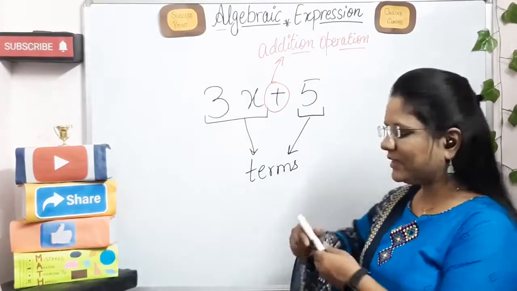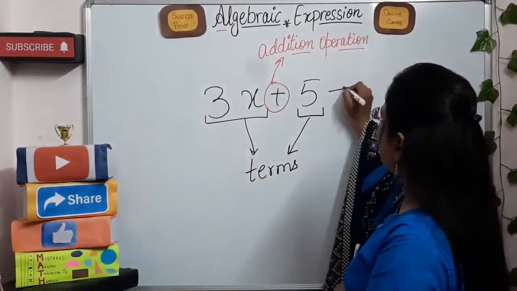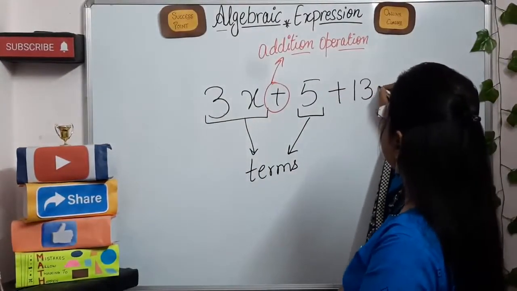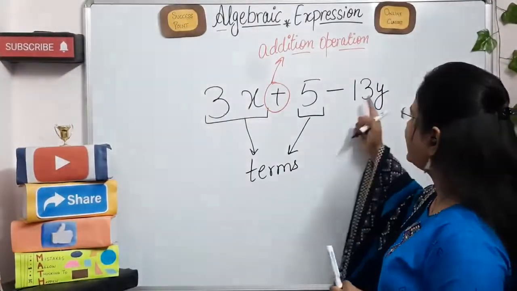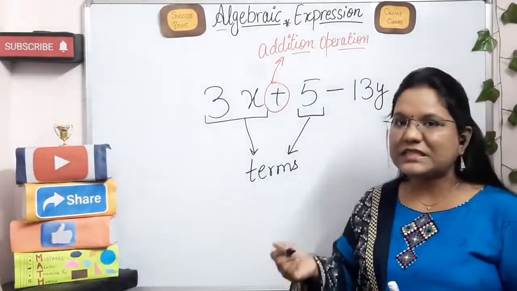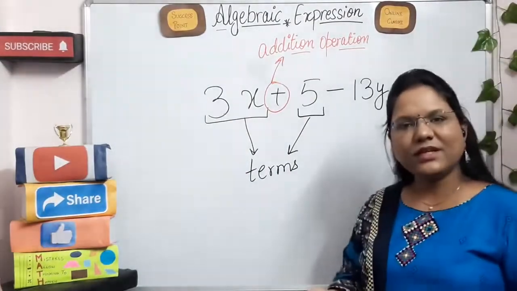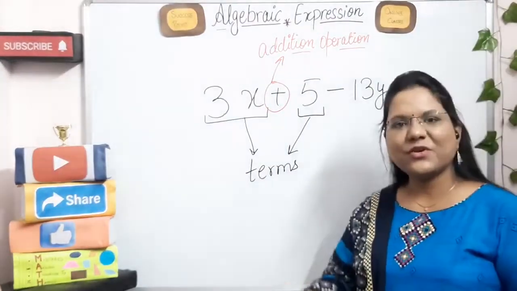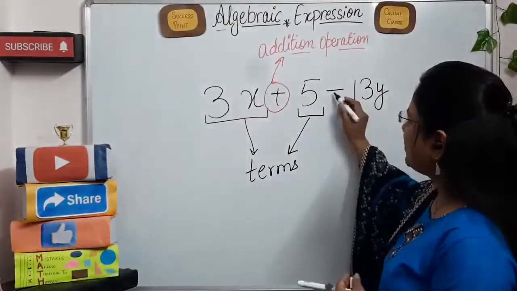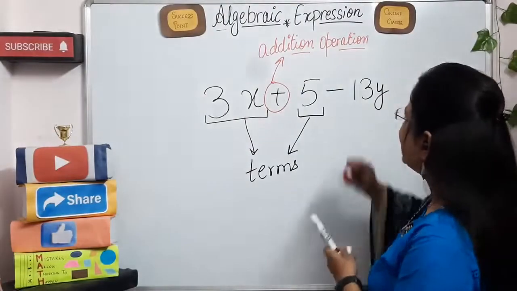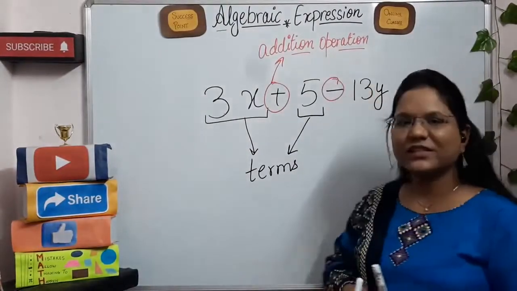Okay now guys, let's add one more term, plus 13y. Now let's take the other sign, minus 13y. So can we say it is also a term? Yes. Here we are using the subtraction operation. So these are operations: plus operation and minus operation, which means subtraction operation.